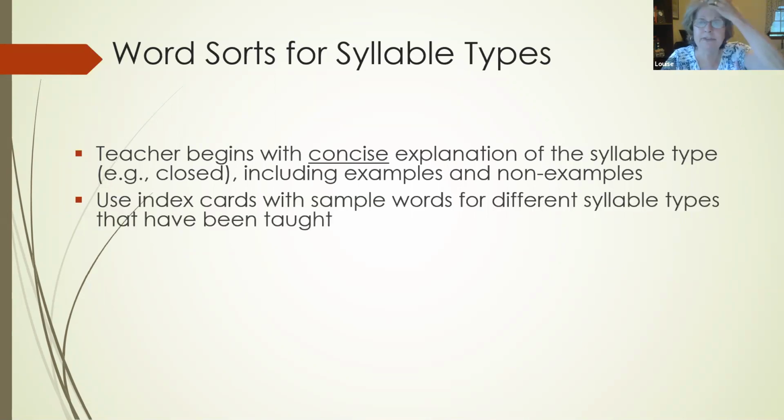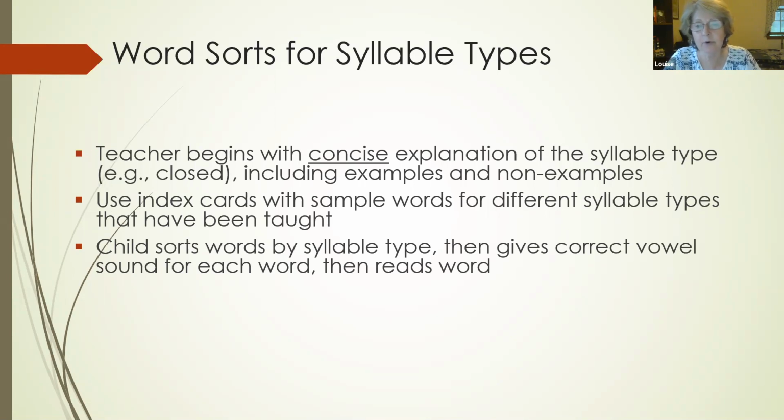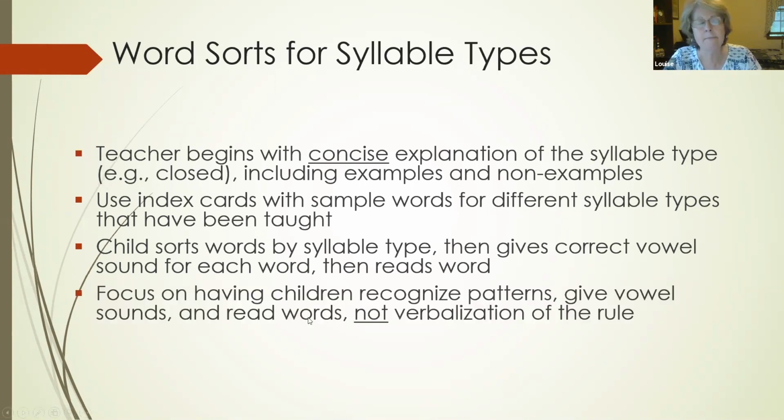You use index cards with sample words for the different syllable types that children have learned to this point. Then the child sorts the words by syllable type, gives the correct vowel sound for each word, and then reads the word. A really important thing for me to stress here is that you want the focus to be on having children recognize the patterns, give the vowel sound, and read the words, not verbalization of the rule. I wouldn't put a lot of emphasis on verbalizing the rule, because it takes up time, and sometimes children will get confused when they verbalize it. If they can recognize the pattern in the printed word and the vowel sound, that's what matters. The teacher has to be able to verbalize it in a clear, concise way, but the children don't necessarily have to perfectly verbalize the rule.